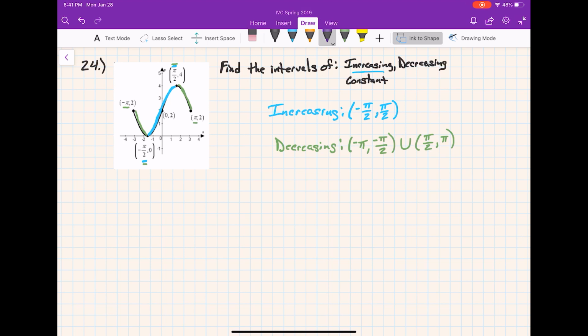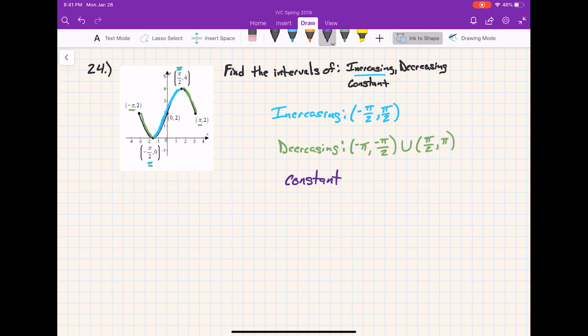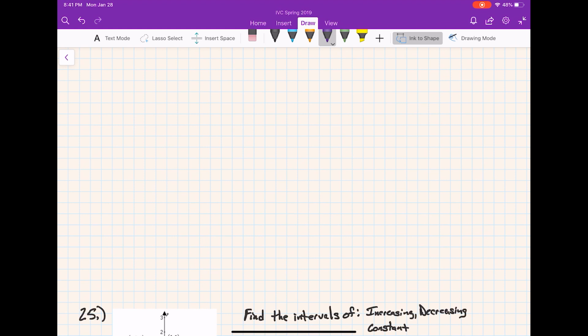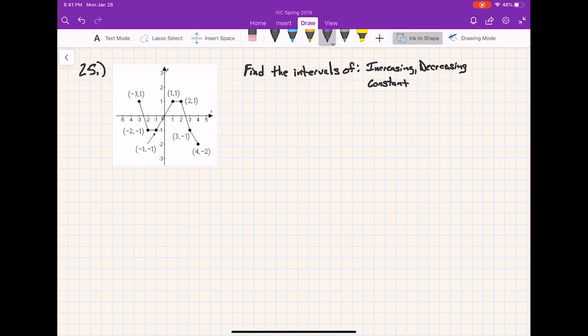Now for the constant areas, well, we don't have any constant areas. We're either increasing or decreasing, so we have none here for constant. We don't have any flat spots. So let's move on to 25, which is the same problem, except we have a different line. So let's do the increasing section first. And we see that we only, again, have one increasing spot. And that is from negative 1 to 1. So we'll write that down here.